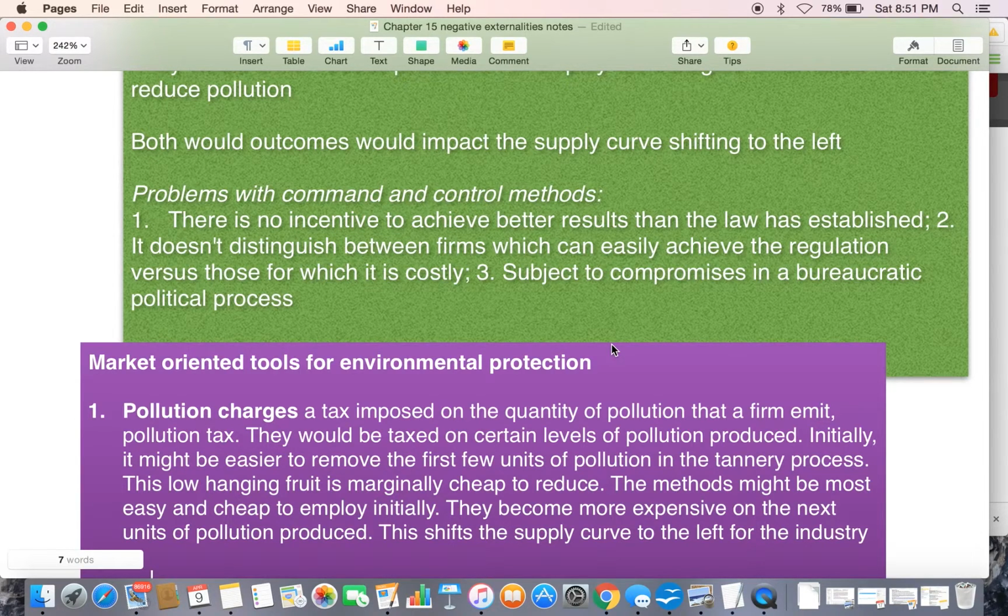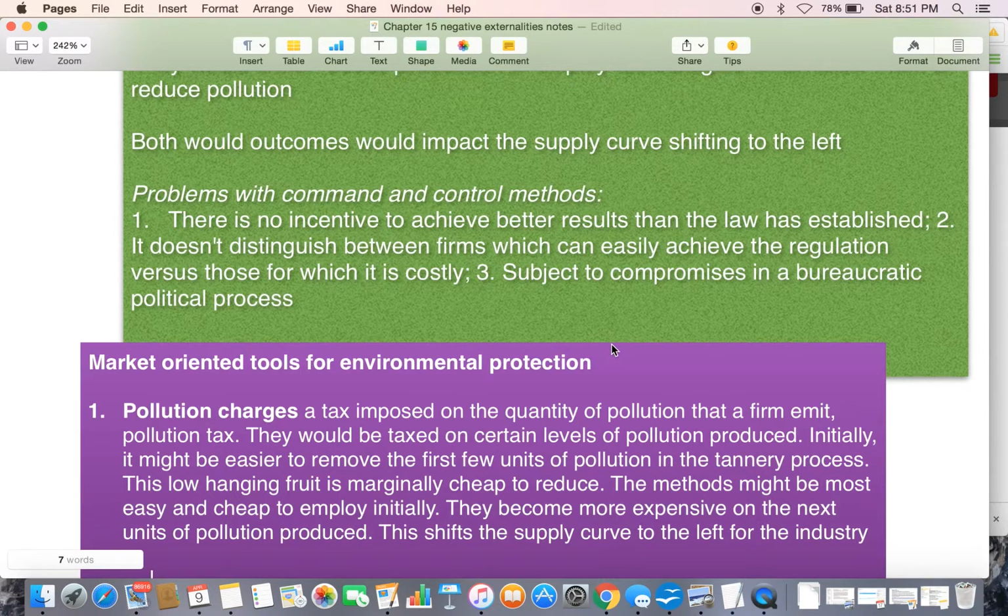And also, these types of regulations are subject to compromises in a bureaucratic political process. So we are also assuming that that bureaucratic political process actually has its interests aligned with removing the market failure of the negative externality, which is the pollution. We're assuming that, but that's not always true. So those are some issues with the command and control methods that could be applied.